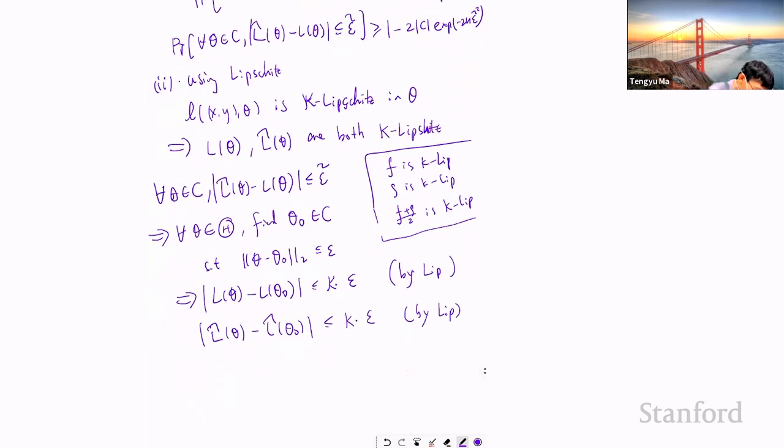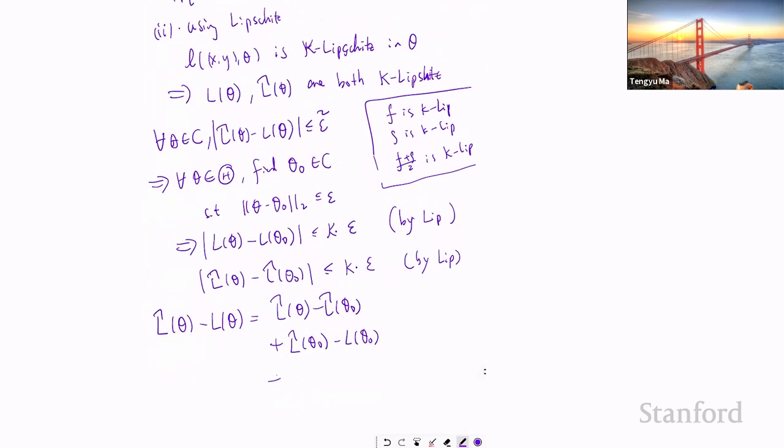Okay, so now with this tool, what eventually you want is to bound the difference between L hat theta and L theta. We have seen this kind of triangle inequality manipulation already. Eventually you care about the difference between L hat and L, but you use theta 0, some reference point, to bridge them. So you do this decomposition: L hat theta minus L hat theta 0, plus L hat theta 0 minus L theta 0, plus L theta 0 minus L theta.